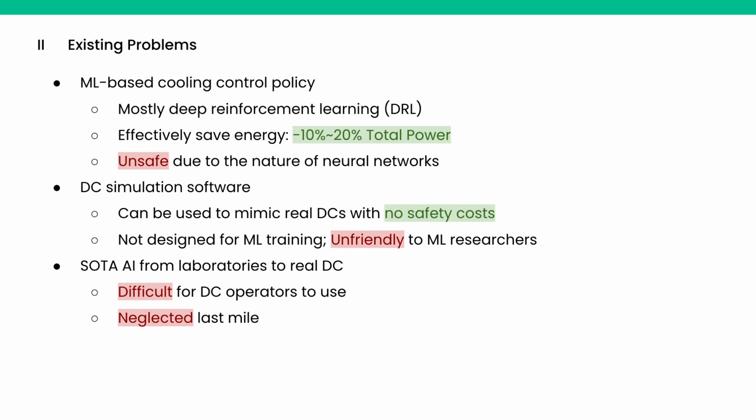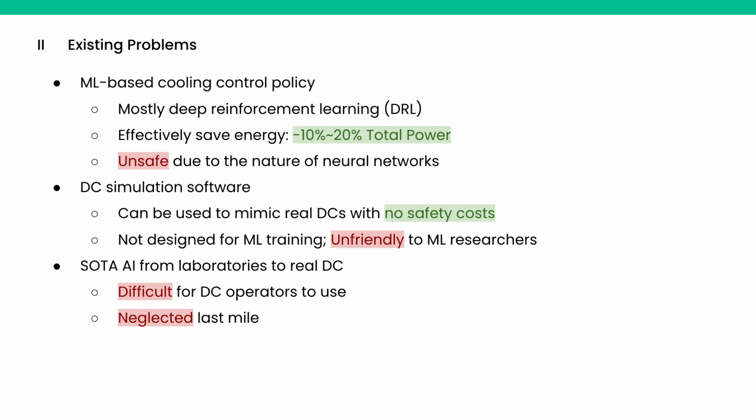To mitigate the impact of this character, DC simulation software might be a good solution. They can be used to mimic the real DCs with no safety costs, so that we can get the DRL prepared before its deployment as much as possible. However, current DC simulation software is not designed for ML training. They are designed for building professionals and require a large amount of civil engineering knowledge. Such software is unfriendly and difficult for ML researchers to use.